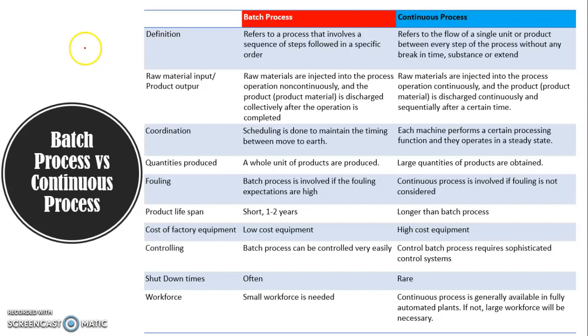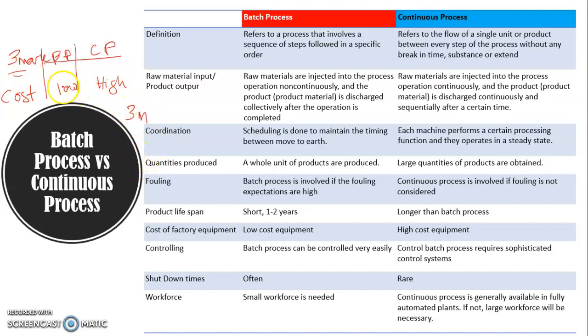continuous process. Let's say I give you, list down the differences between batch and continuous process, 3 marks. Then you put a table. Here you put cost, batch process, and this one is CP, continuous process. You put low cost, this one high cost. Total mark is 3. 3 marks.